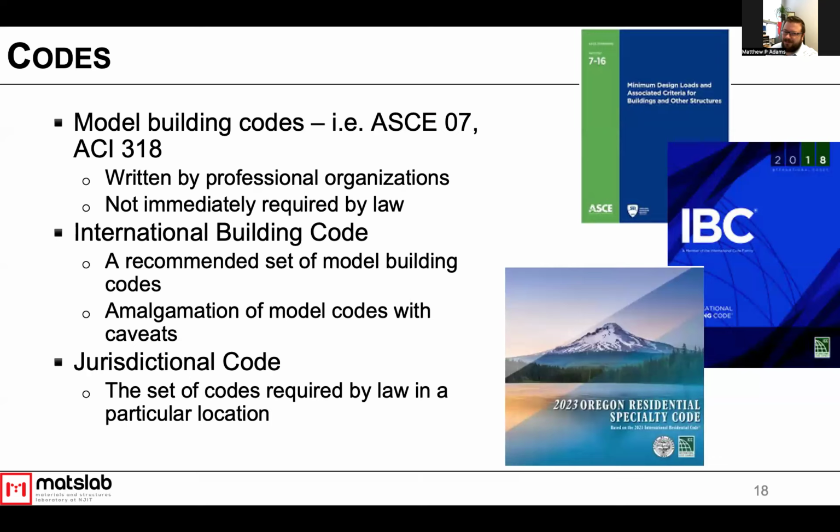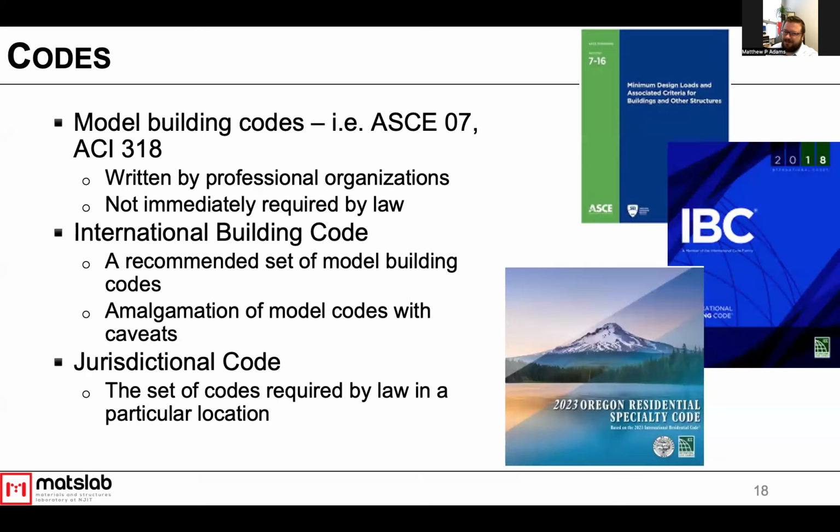The International Building Code is really a set organization where they have a lot of input on what codes should be developed, and there's a whole process for determining what goes in there. Again, just because the International Building Code is published doesn't mean that it's immediately required, right? The codes that are required for you are what are known as your jurisdictional codes. What the jurisdiction is going to depend on where you are. But basically, it's whoever tells you what you need to follow in terms of building codes, right?